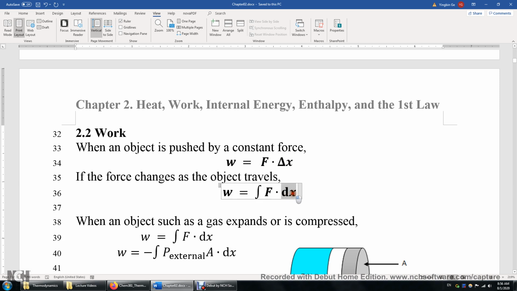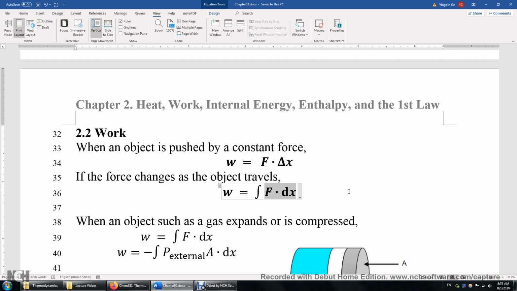If the object has traveled dx distance, between x and x plus dx, approximately the force is constant. Therefore, we can compute the amount of work. It's F times dx when this object travels from x to x plus dx. Again, because the distance this object travels is infinitesimal, approximately we say the force is constant.